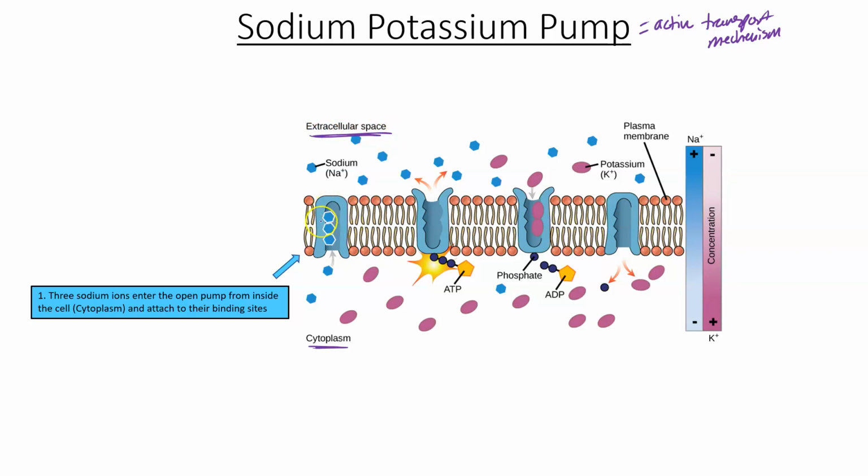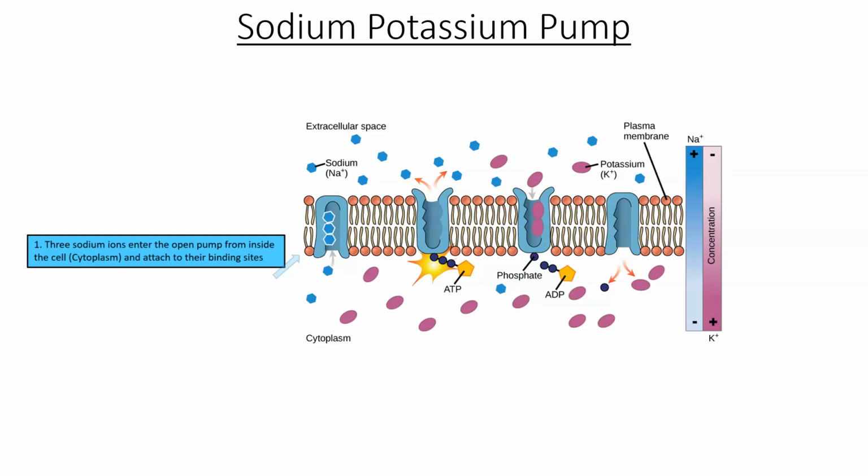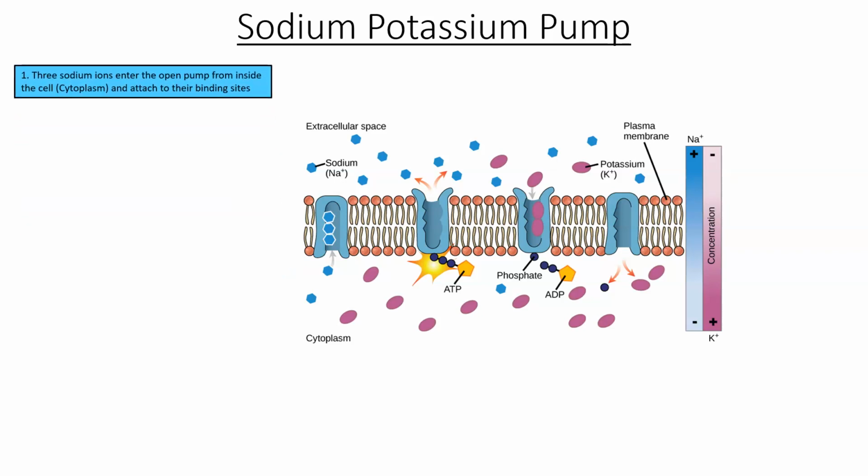So the sodium ions, 3 of them, and 3 is important, okay? 3 sodium ions are going to enter this protein pump from inside of the cell and attach themselves to the binding site of the protein. Notice these proteins have 2 potassium binding sites and 3 sodium binding sites. The 3 sodium ions are going to bind to the sodium binding sites of the pump protein and are therefore going to cause this protein to change shape.